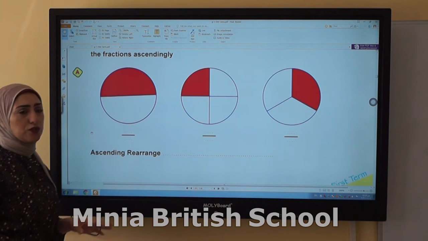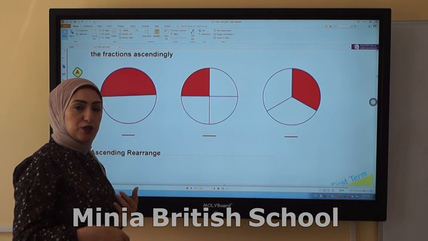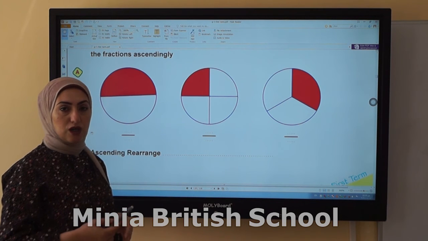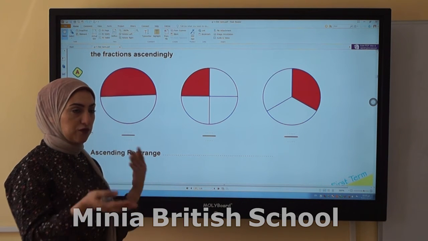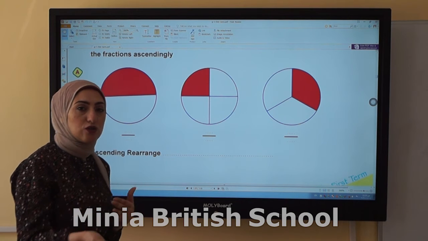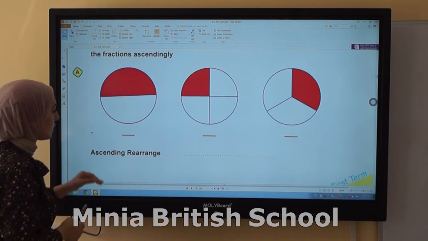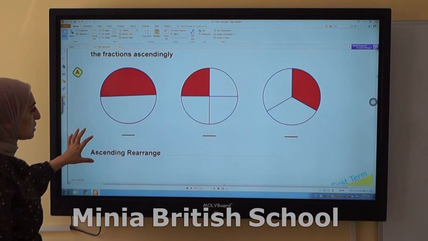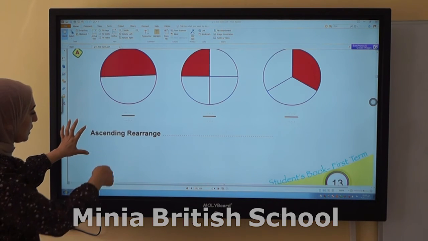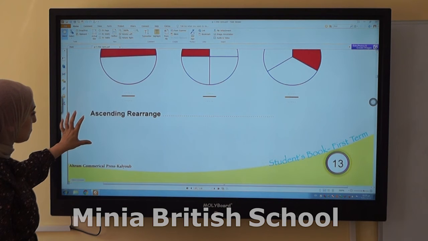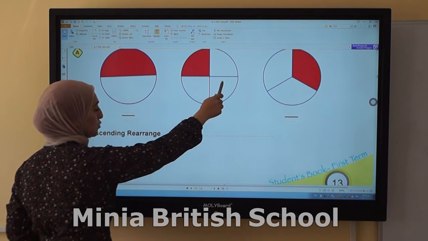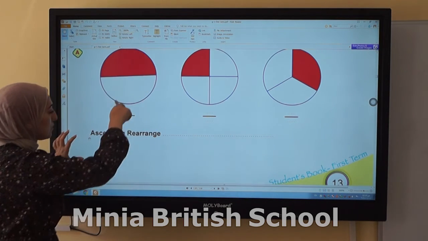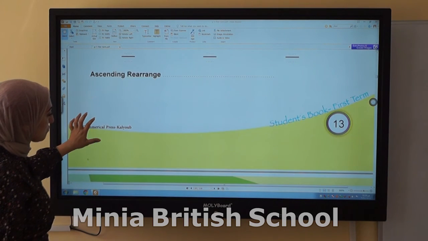Don't be confused if you see a mixed number, a decimal, or an improper fraction. If they are different, you can convert one of them to be like the other and compare between them easily. This is, of course, half, quarter, and third, and you can arrange them ascendingly: a quarter, or 1 over 4, then 1 over 3, then 1 over 2.